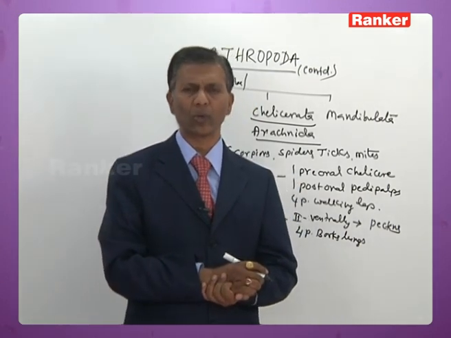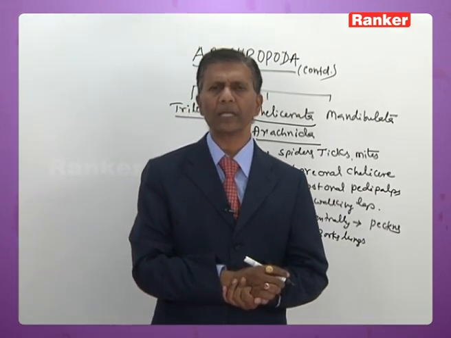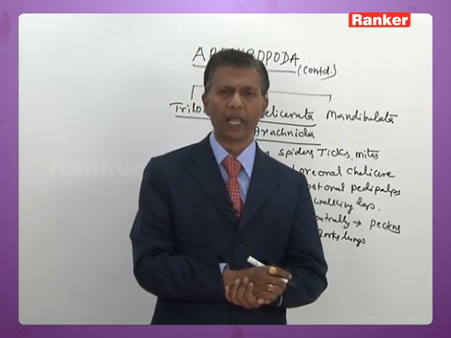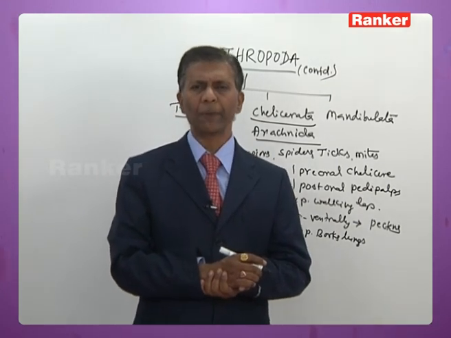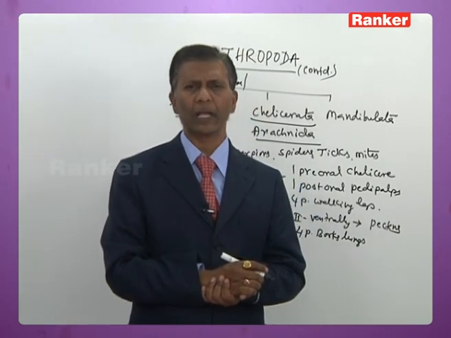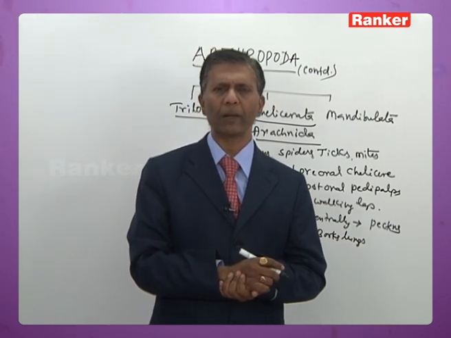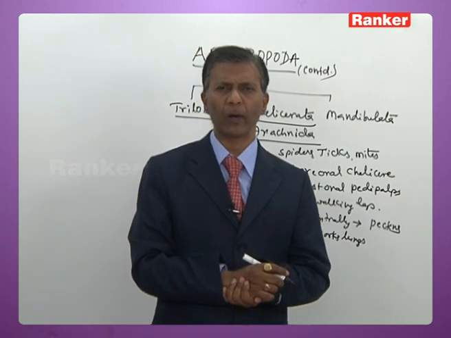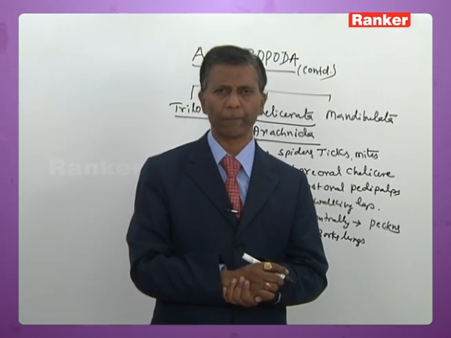Prosoma and opisthosoma are unsegmented. Prosoma is formed by fusion of 6 segments. Opisthosoma is formed by fusion of 13 segments, but they are unsegmented. They don't show external segmentation. In the opisthosomal region, 4 pairs of spinnerets are present. Those spinnerets help in weaving the cobweb. Cobweb is secreted by the epidermal glands of the opisthosoma, and it is spun in the form of a network by the 4 pairs of spinnerets present in the opisthosoma region.